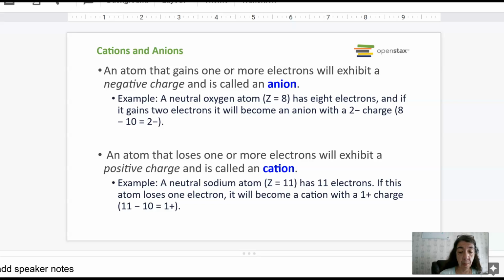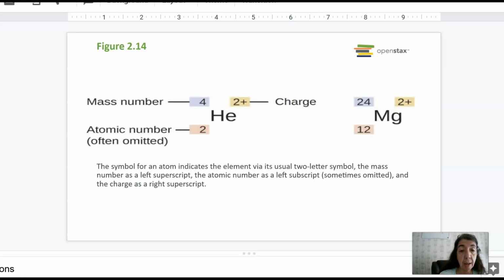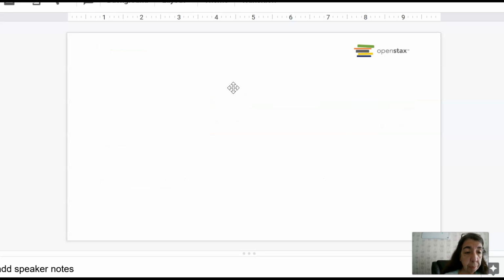And you can do the same thing with looking at its symbolism. So helium, for example, would have the 2 in the bottom because that's always helium. The mass number is 4, and now you'll write the charge up here in the upper right-hand corner. So you see the 2+ charge. And the same thing for magnesium. Magnesium is always 12. The atomic mass is 24. A lot of times it has a 2+ charge, which is written up in the right-hand corner.